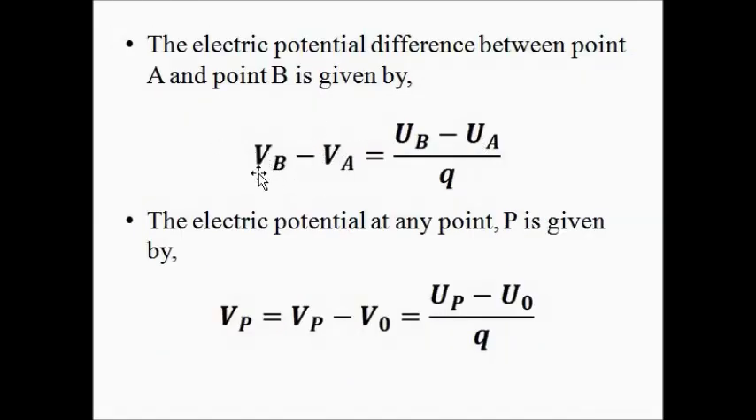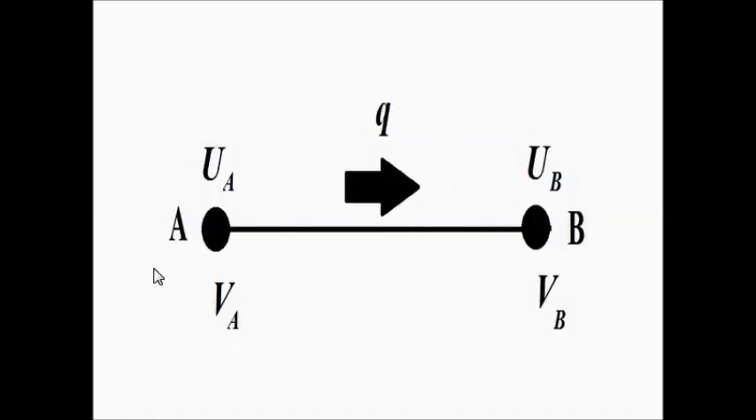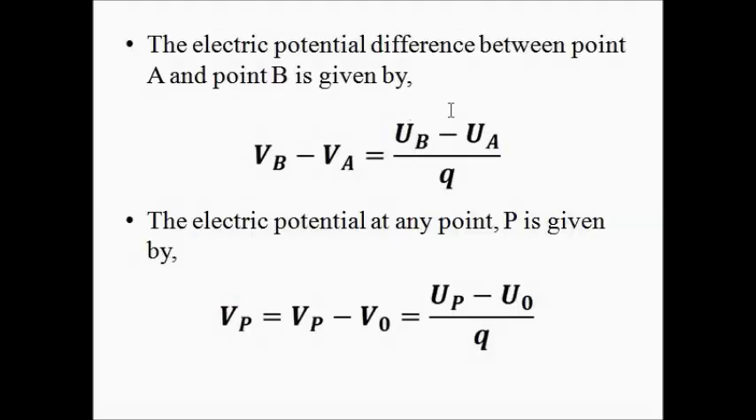The potential difference between any two points, let's say A and B, that is VB minus VA, final minus initial, is equal to the change in electric potential energy, final potential energy minus initial electric potential energy, divided by the magnitude of the test charge. So here we have discussed the electric potential.